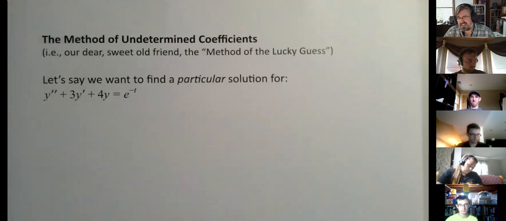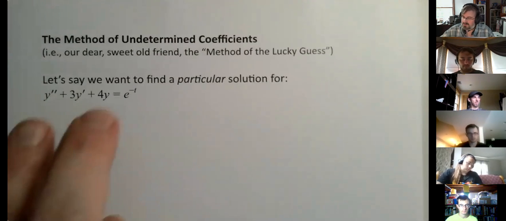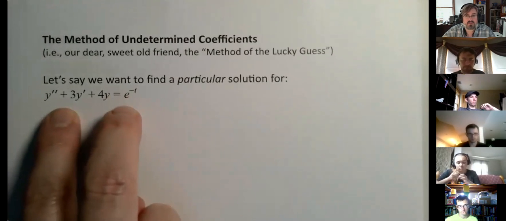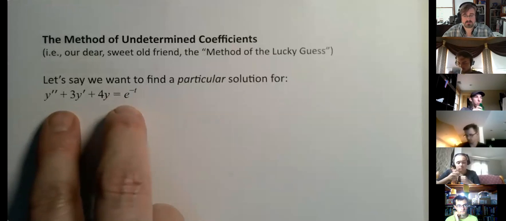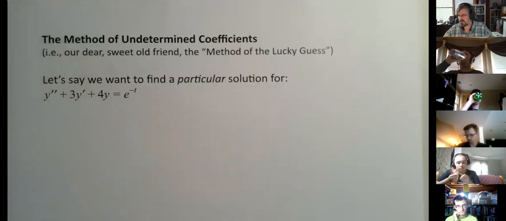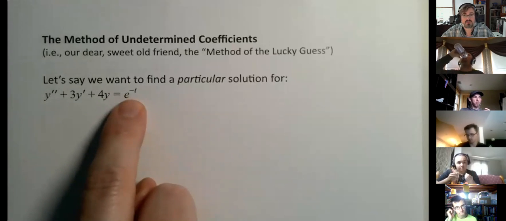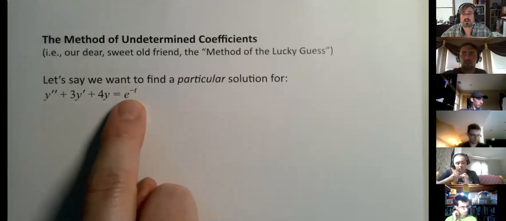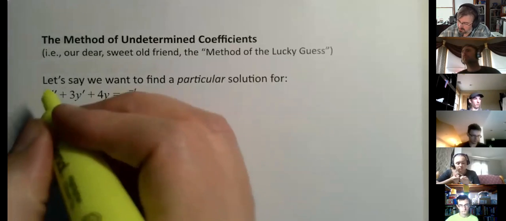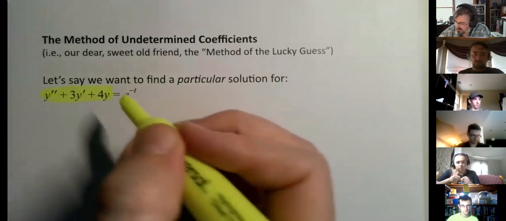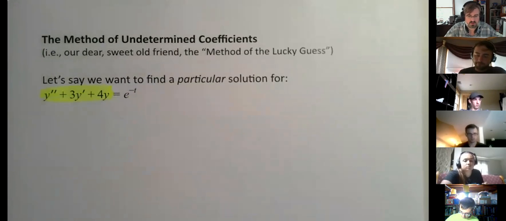But it's really just the lucky guess in disguise. And we want to find a particular solution for this non-homogeneous differential equation. Now you can tell that it's non-homogeneous because it has a term that has nothing to do with y or y prime or y double prime. That term right there is what makes it non-homogeneous. So I'm going to identify for us the part that makes it homogeneous is all this. That's the homogeneous part. And this guy right here is the non-homogeneous part.